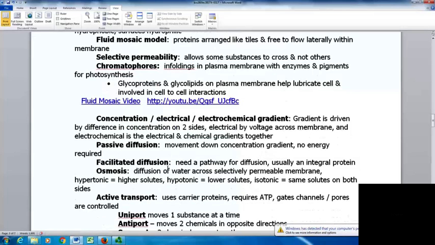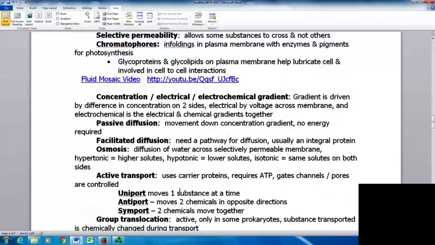With passive diffusion, you have movement down the concentration gradient. No energy is required. For this process, it's completely passive. Facilitated diffusion is going to need help or something to facilitate it. It needs a pathway for diffusion. It's usually an integral protein. Osmosis involves the diffusion of water across a selectively permeable membrane. Something that is hypertonic is going to have higher solutes. Hypotonic is going to have lower solutes, and isotonic will have the same solutes on both sides.